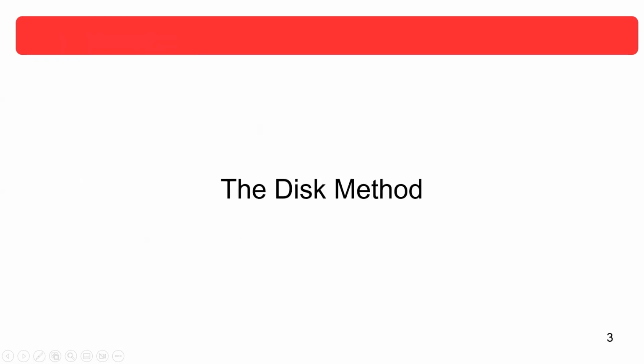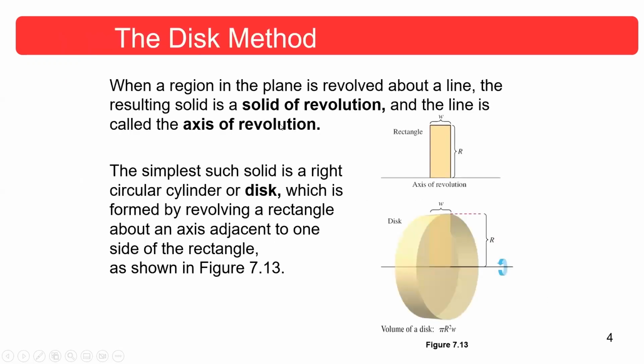Let's go to the first one, the disk method. When a region in the plane is revolved about a line, the resulting solid is a solid of revolution. So for example, in this case, you have an axis of revolution. You have a plane figure, the rectangular area. If I ask you to rotate the rectangular area about the axis of revolution, you'll have something like this, the one at the bottom, right? So that is what you call a disk.